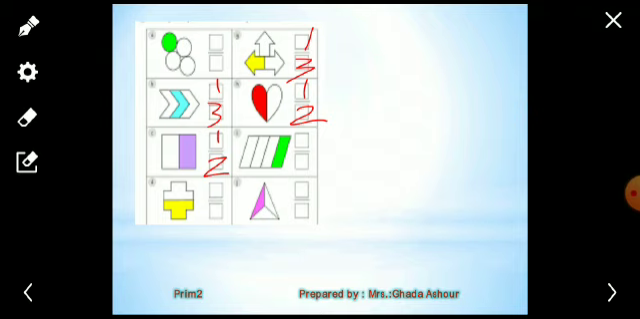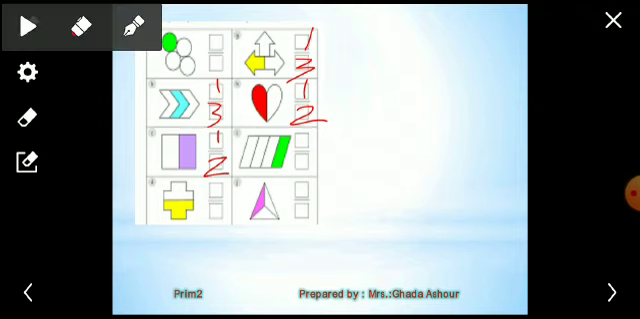Okay, and down the whole parts. Okay, what about that shape? Yes, that shape is divided into 4 equal parts, but we have just one colored, so the fraction will be 1 over 4.